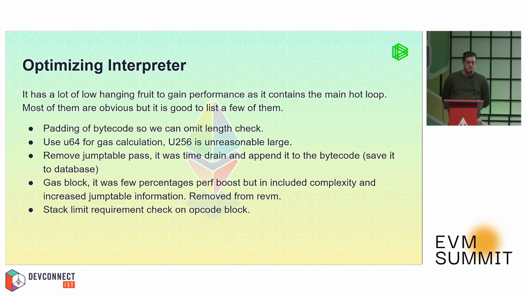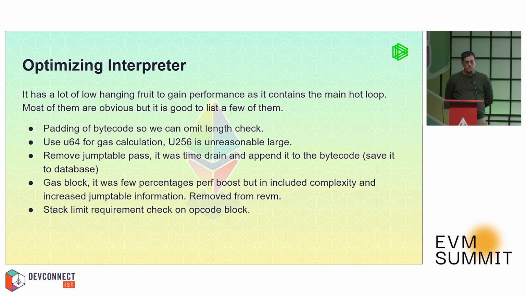Removing the jump table pass. This was one of the things we stumbled upon when Foundry started using REVM. They started profiling it, and most of the fuzzing time was spent on calculating the jump table. The jump table is needed so that when you do any jump inside the EVM, you know where the jump destinations are. The problem is that with PUSH, you have arbitrary bytes inside. Hopefully this is going to be fixed in Ethereum Object Format.